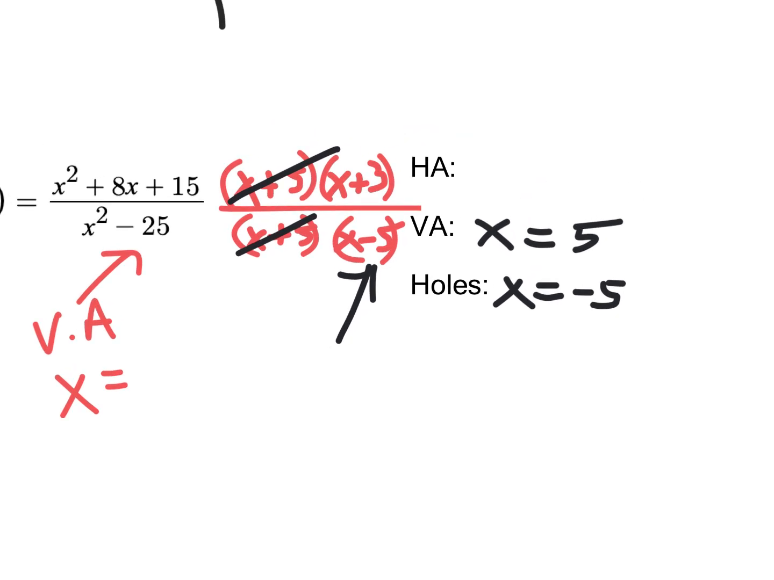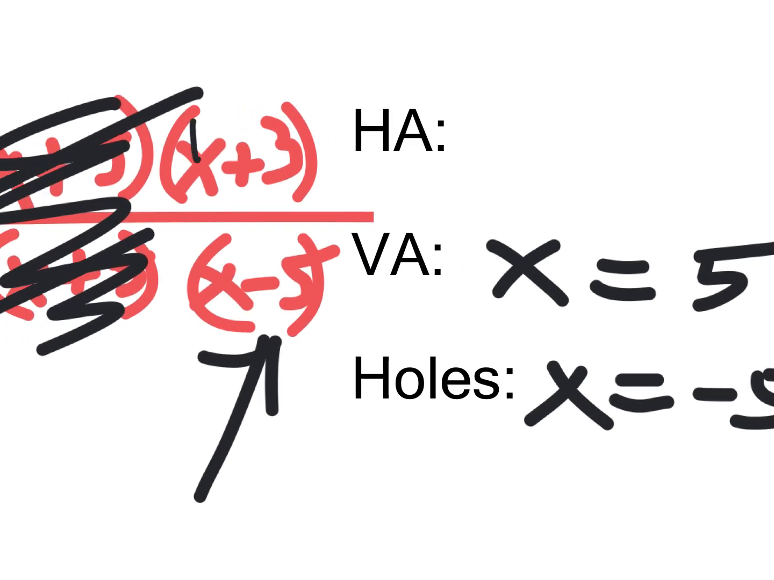And the horizontals, you have to do the 1,000 trick. These have canceled already. Now you can do the 1,000 trick. Here and here, do you agree that adding 3 to 1,000 doesn't really do anything? It's still 1,000. And subtracting 5 from 1,000 doesn't really do anything. It's about 1,000 over about 1,000, which pretty much cancels and becomes, what's 1,000 over 1,000 equal to? 1. 1 is correct. The horizontal asymptote is at y equals 1.